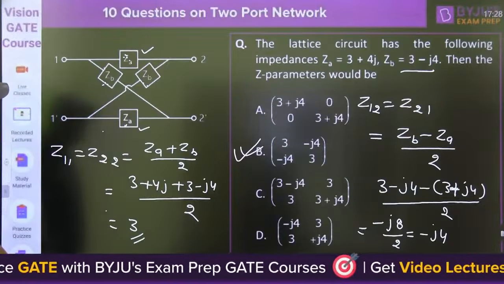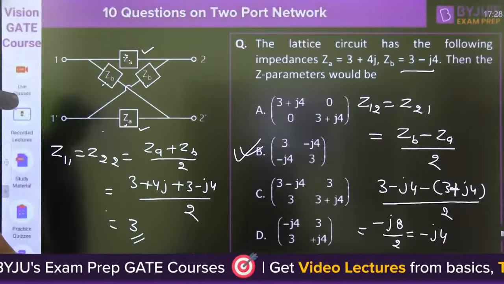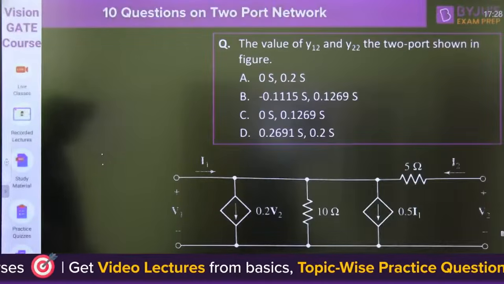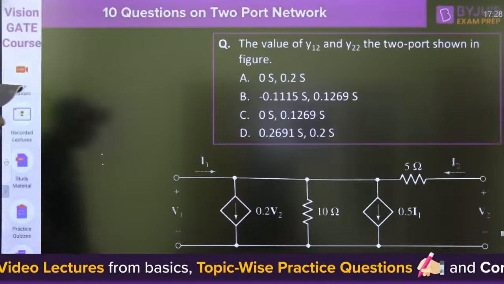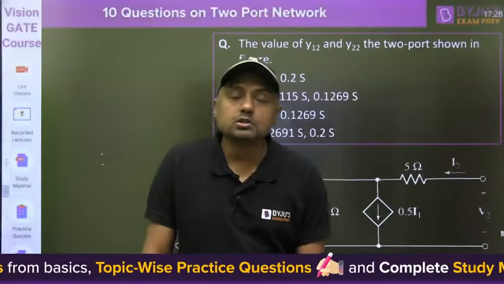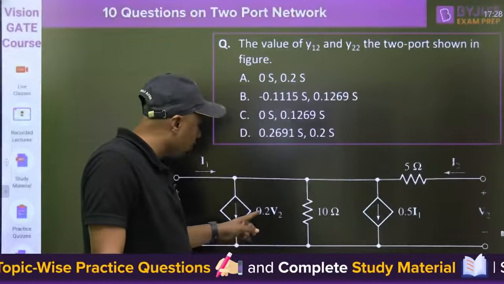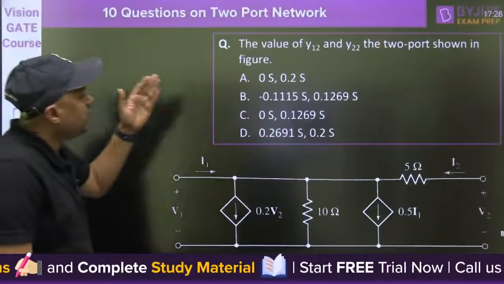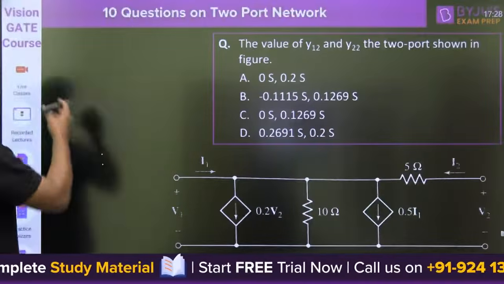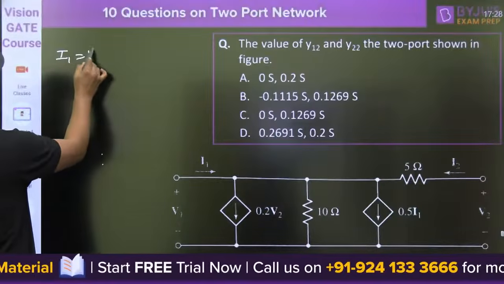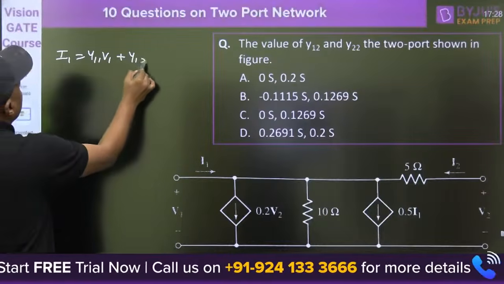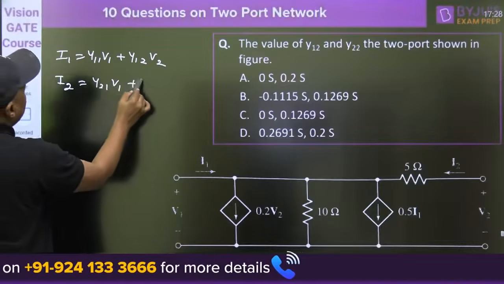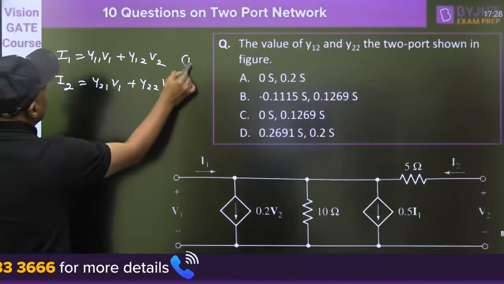Okay, then next question. The value of Y12 and Y22 for the two-port network shown in the figure. Now we have dependent sources here, 0.2 V2 and 0.5 I1, and what is required here? Y12 and Y22. Now watch this. I1 is equal to Y11 V1 plus Y12 V2, and I2 is equal to Y21 V1 plus Y22 V2. That is equation number 1, equation number 2.